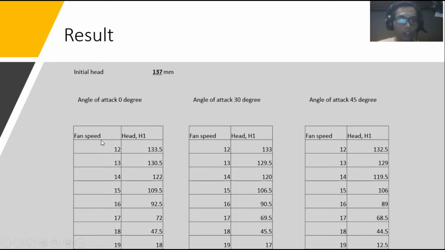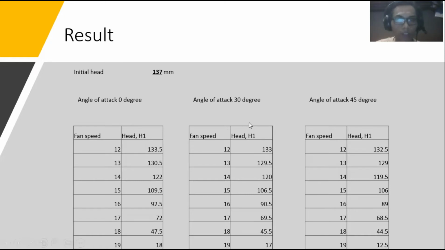Starting with fan speed 12 until 19, this is the head: 133.5, 130.5, 122, 109.5, 92.5, 72, 47.5, 18.